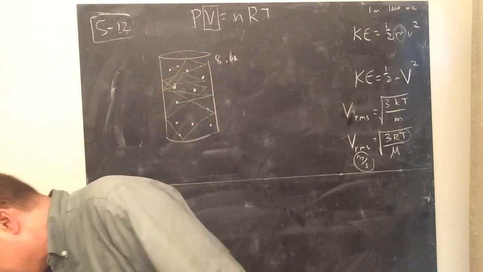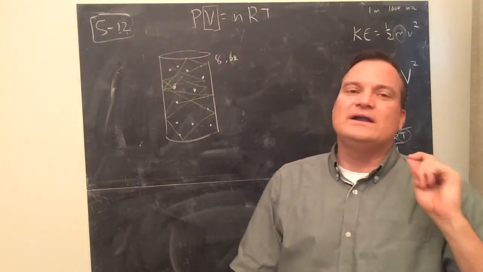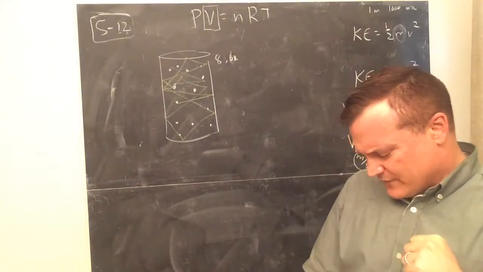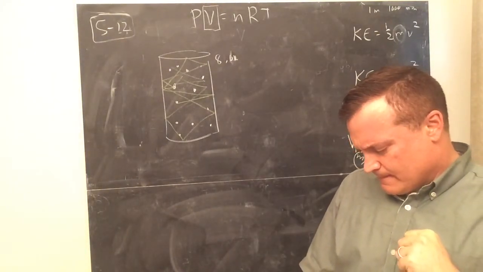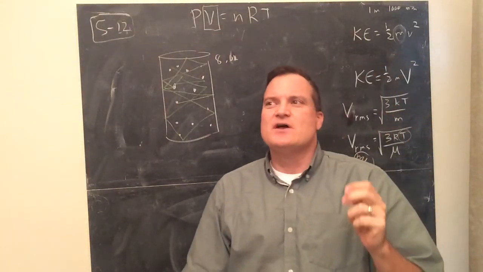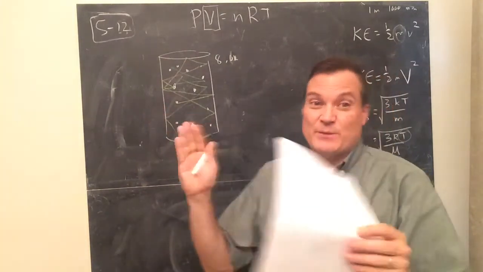Now, in reality, we assume that all collisions are perfectly elastic. There's one more thing I don't think I wrote on here, and that is, you could add in there that pressure is caused when a molecule collides with the side of the container. That's where we get the pressure.